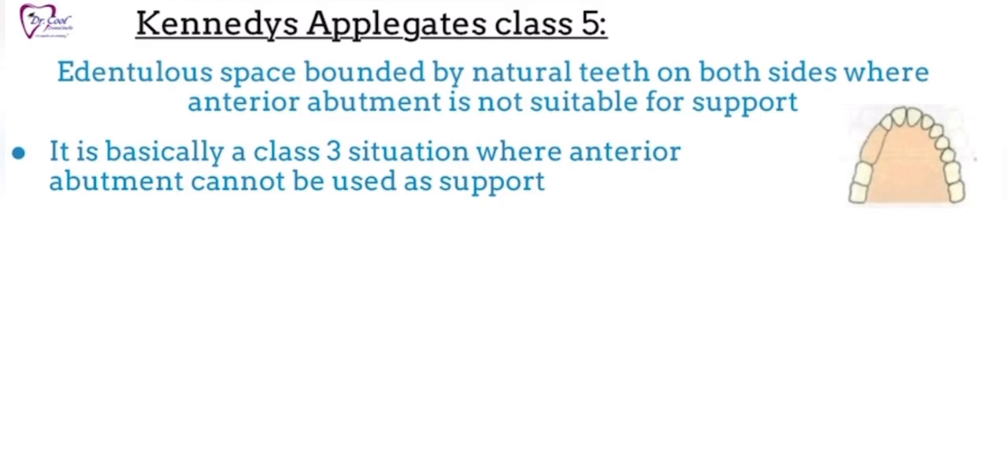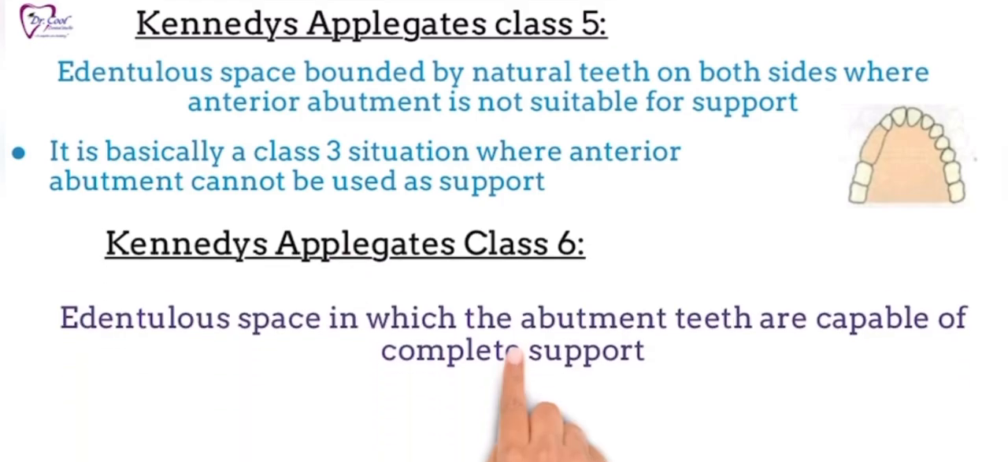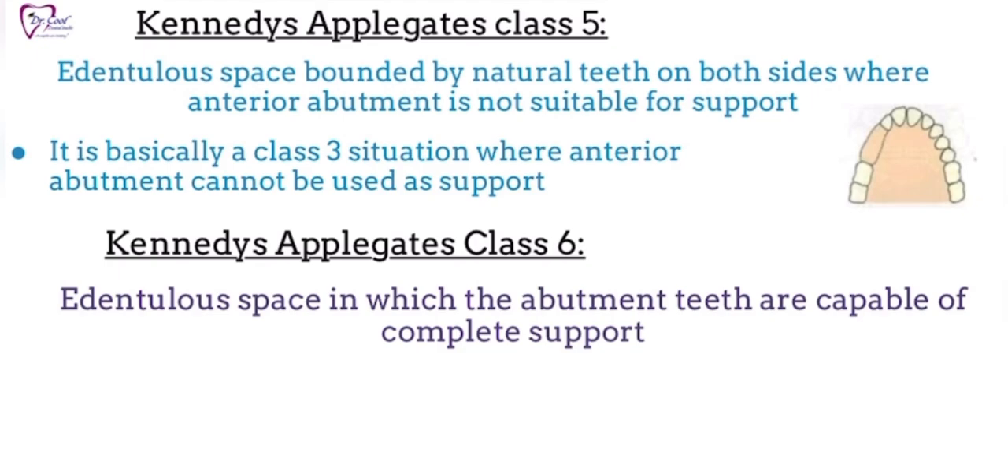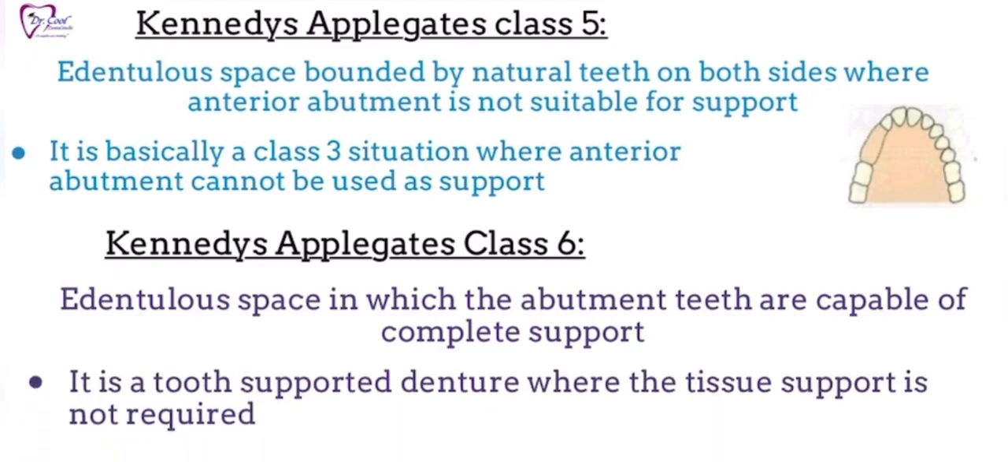Okay? One more additional classification is Kennedy's Applegate's class 6. It is an edentulous space in which the abutment teeth are capable of complete support. It is a totally tooth supported denture where the tissue support is not required.